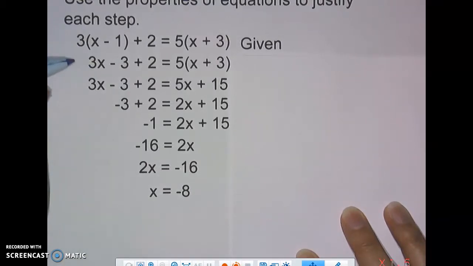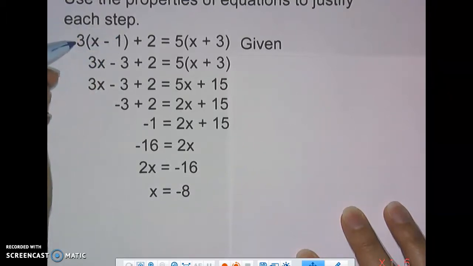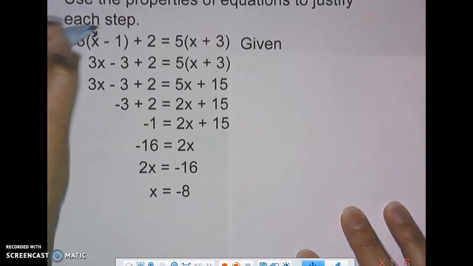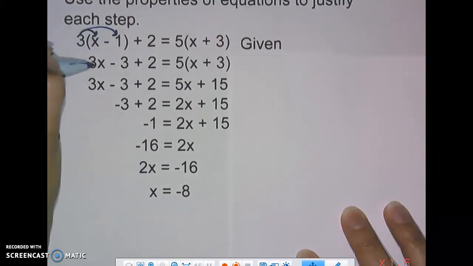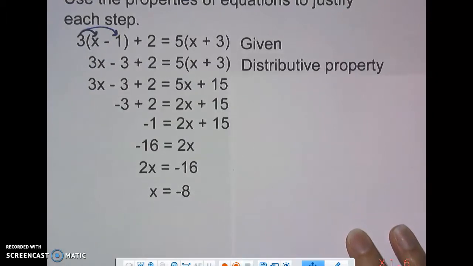What changed? What happened here? Well, I noticed right away that there were parentheses with that 3 and the x minus 1 here, but there's not anymore. So what could have happened? If we take that 3 and we multiply it into the parentheses, 3 times x is 3x, and 3 times negative 1 is negative 3. That means that we've used the distributive property.